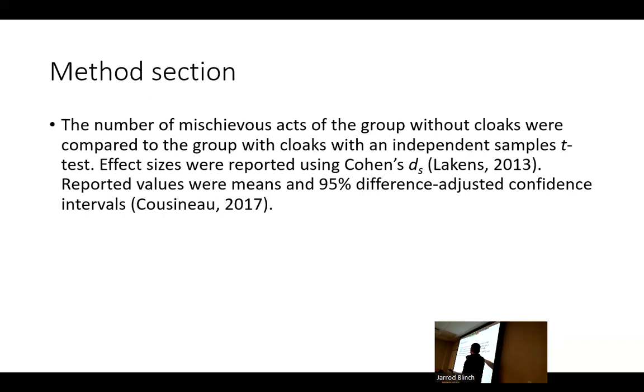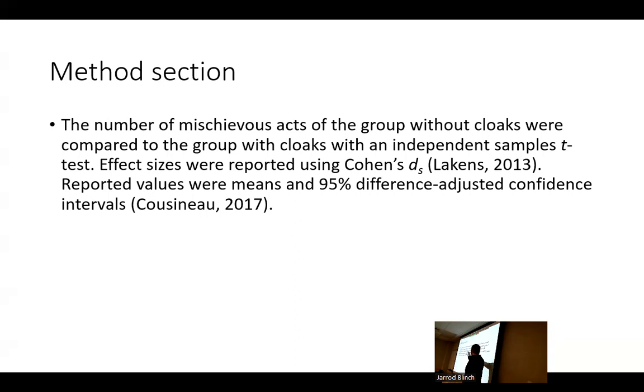Effect size are reported Cohen's d sub s, and I've even given a reference in case someone's like, oh, what's d sub s? Because unfortunately, there are different ways to refer to the same mathematical calculation. Different researchers kind of argue about what the subscription is here. D sub s is maybe the one winning at this point.